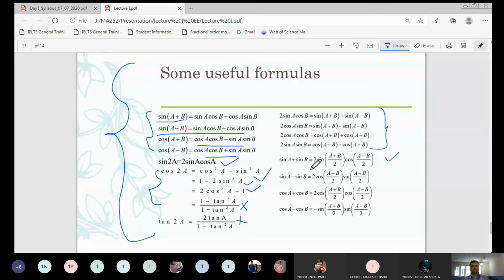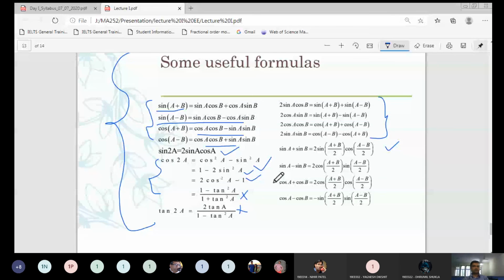Okay, then this will be useful. Sin a plus sin b is equal to 2 sin((a plus b) by 2) cos((a minus b) by 2). Sin a minus sin b, meaning s minus s, is 2 cos((a plus b) by 2) sin((a minus b) by 2). C plus c means 2cc. C minus c means minus 2ss. Okay, these are the common formulas. Okay, and thank you.